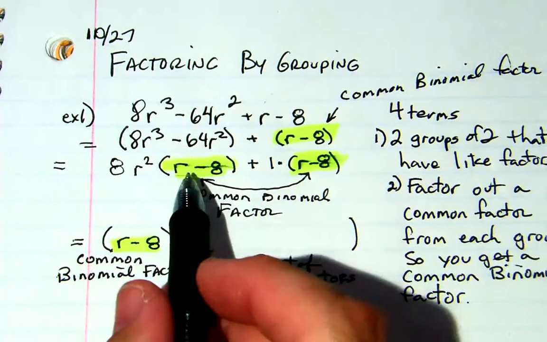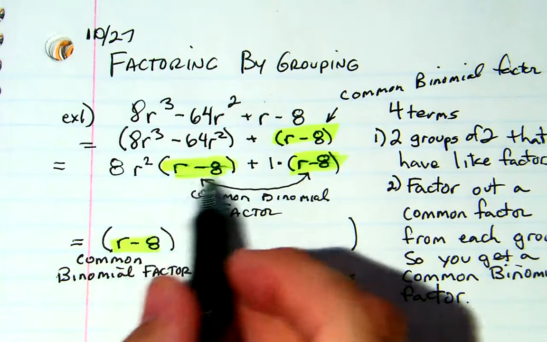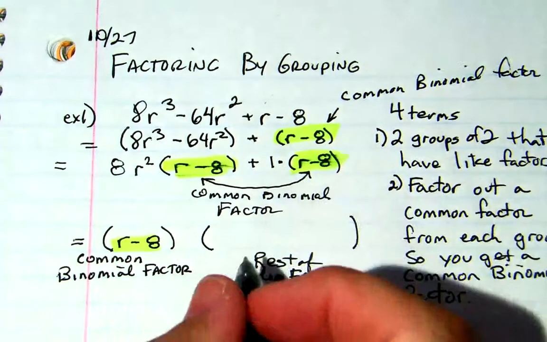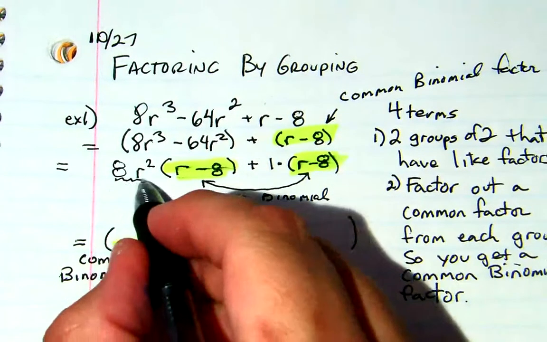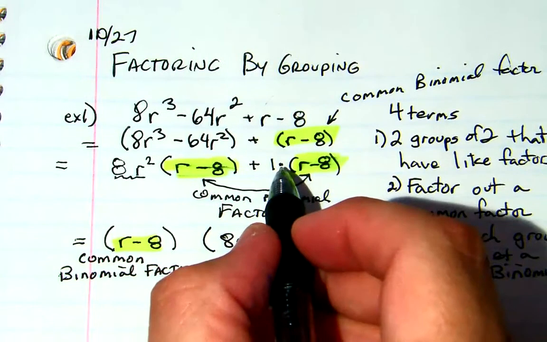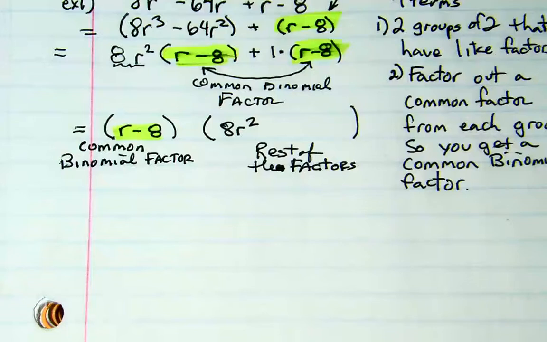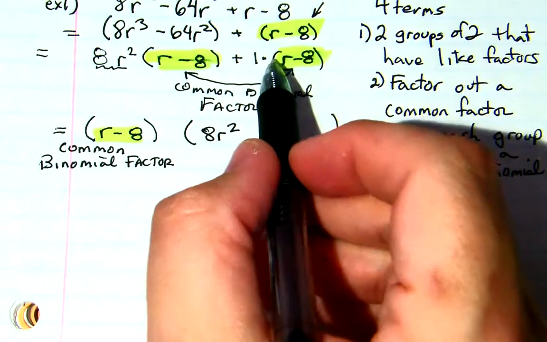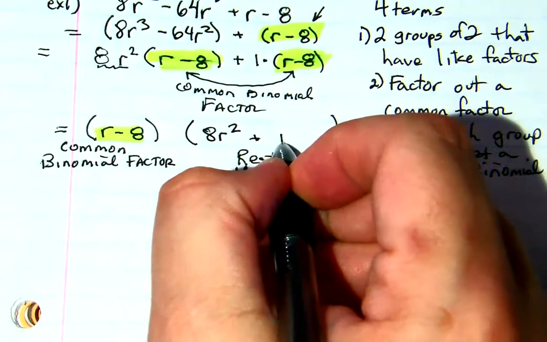So, if I take out the factor r minus 8, which is one big item, one big term by itself, what's left over? 8r squared. This is what's left over, the common factor that we divided out. Now, I put plus 1 here. I put a 1 times r minus 8 here, so we can see that we're going to factor out the plus 1.